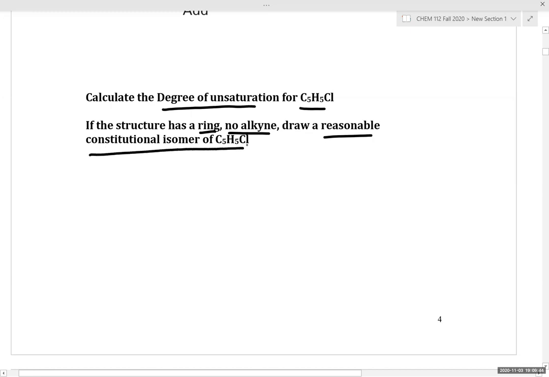So there are 2 spaces on the class whiteboard. So I'd like ideally 2 to 3 students to contribute their proposed structures. And we'll discuss this example in about 3 to 4 minutes. So your first job is to calculate DU, and your second goal is then to draw a structure that matches the formula and DU.